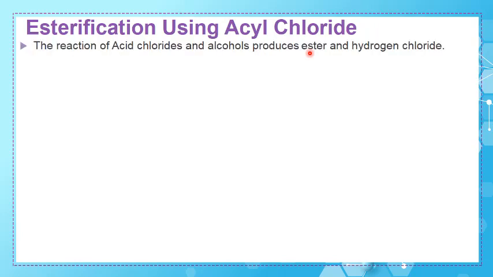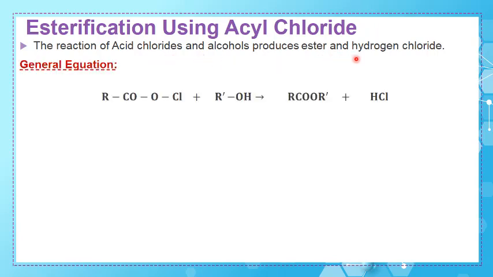Now, esterification can also be done using acyl chloride as the carboxylic acid derivative. The reaction of acyl chloride and alcohols produces ester and hydrogen chloride according to the general equation. Here is the acyl chloride, here is the alcohol. So here is the ester obtained. This is why it is called esterification. And Cl and H from here combine together to give HCl.